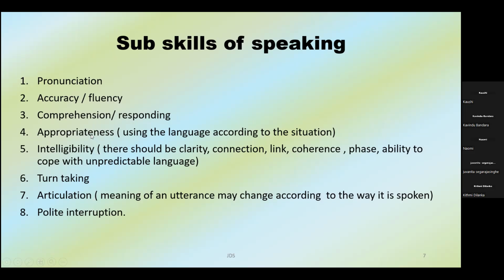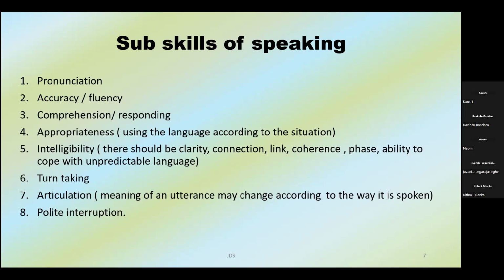Appropriate language. If you know the language, it's not enough. For effective communication, you should know the language, and also you should know the culture or maybe the scenario in which the language is being used. It can be certain cultural issues, or it can be the person to whom you are addressing or speaking, depending on the role relationship. The language you use may differ. The language means the language forms.